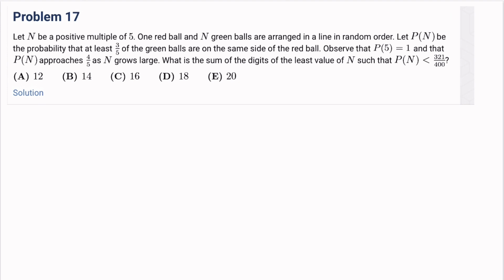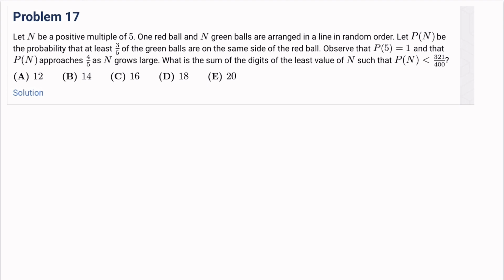Number 17, let n be a positive multiple of 5. 1 red ball and n green balls are arranged in a line in random order. Let Pn be the probability that at least 3 over 5 of the green balls are on the same side of the red ball. Observe that P5 equals 1 and that Pn approaches 4 over 5 as n grows large. What is the sum of the digits of the least value of n such that Pn is less than 321 over 400? Okay, so n is a positive multiple of 5.